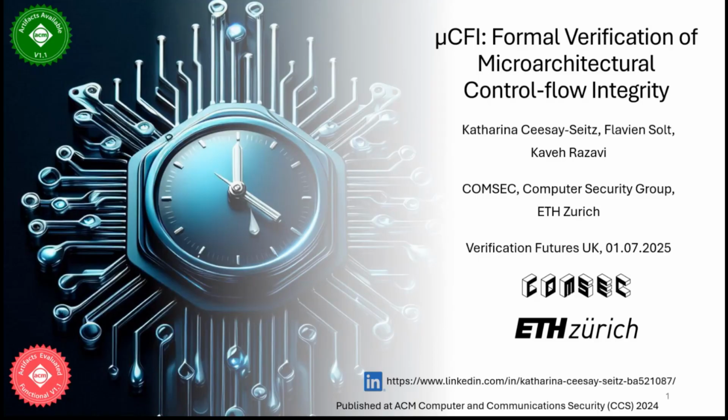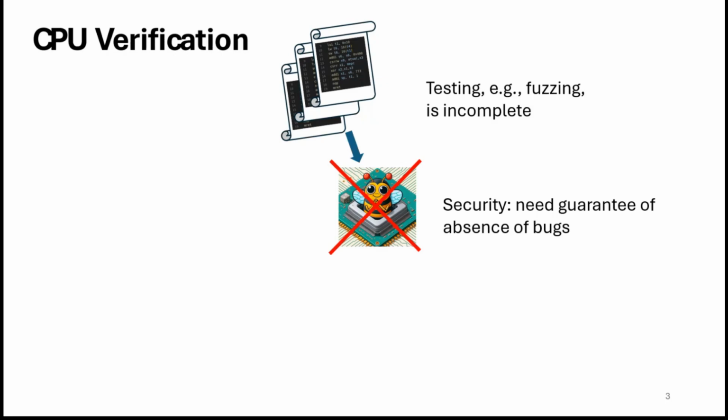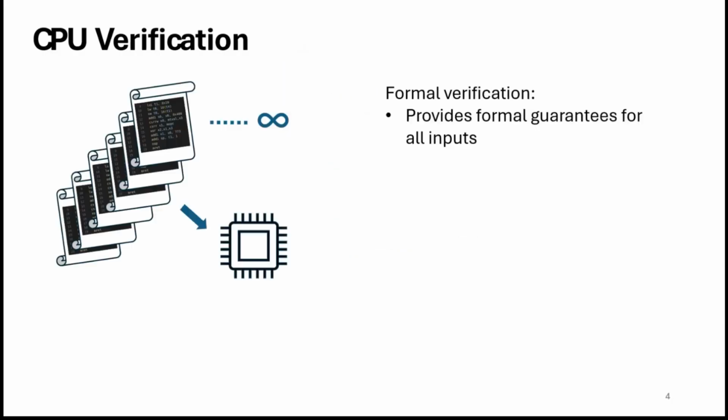Thank you for the introduction. I will talk about formal verification of microarchitectural control flow integrity. CPUs are usually tested via simulation, and for security, usually via fuzzing. So you run a lot of programs and test many scenarios. But we all know security testing needs to be sure that there are no more bugs in the design, and simulation cannot guarantee that. With formal verification, we can achieve that.